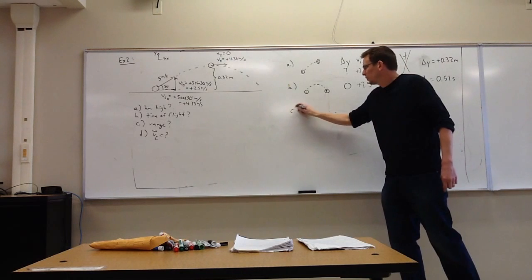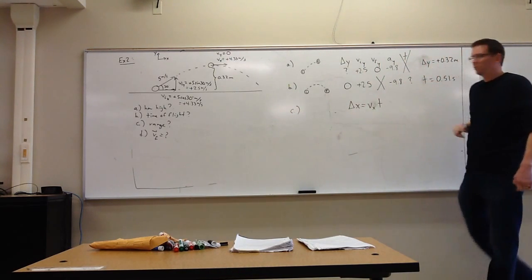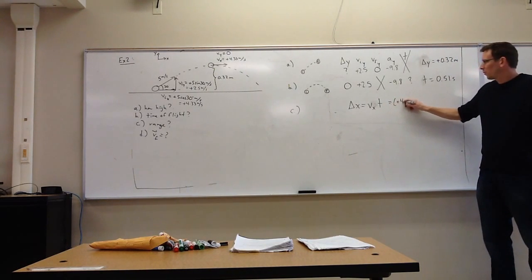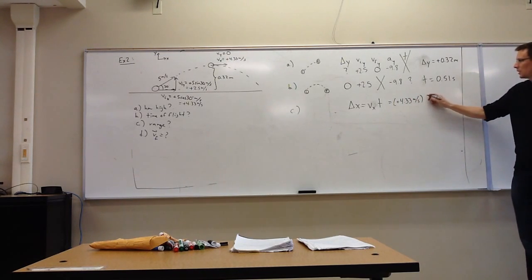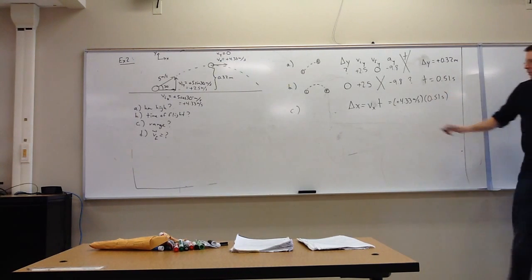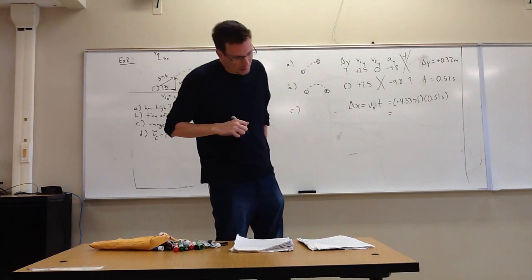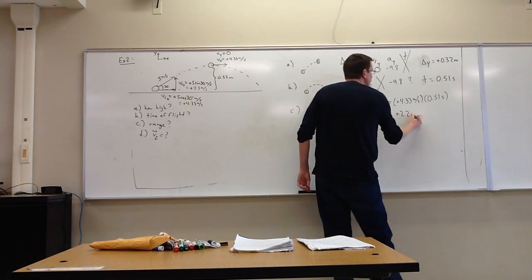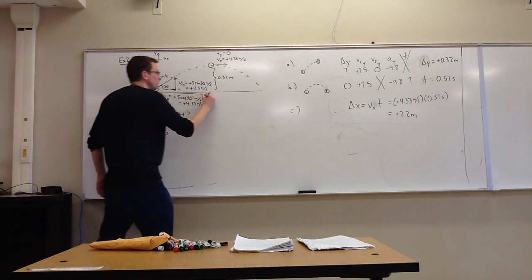If you want to know the range, again, don't start from scratch. Use this. Your plus 4.33 meters per second that was directed to the side is what you have to spend your entire flight with. And then you get a range of plus 2.2 meters. So this distance right here is 2.2 meters.